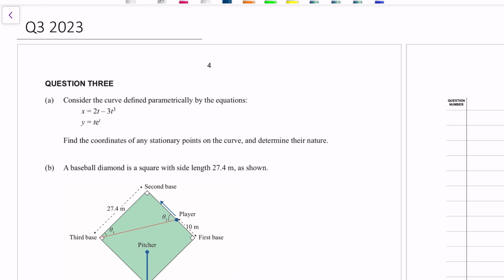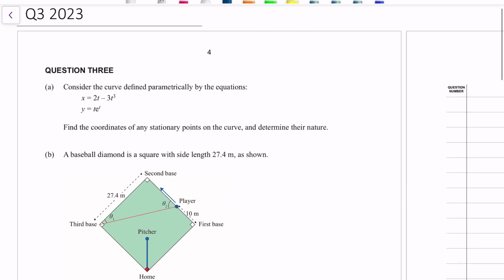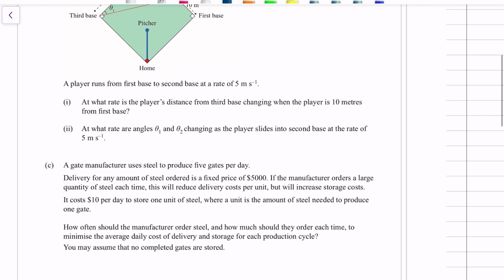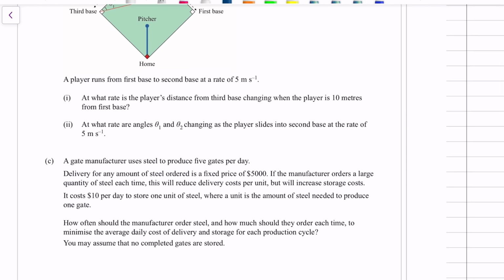This question is all based on differentiation. In the first part we have a parametric curve of which we need to find the stationary points. The second part, part B, is a very typical related rates problem. We're going to look at this in a couple of different ways. And then part C is quite tricky to get your head round, but it is a pretty reasonable optimization problem once you work out the equation that you need to differentiate.